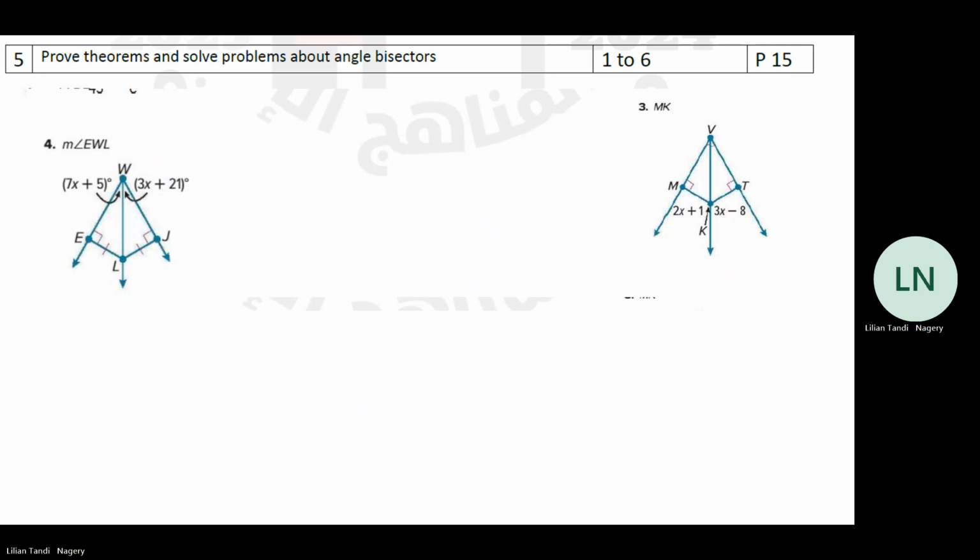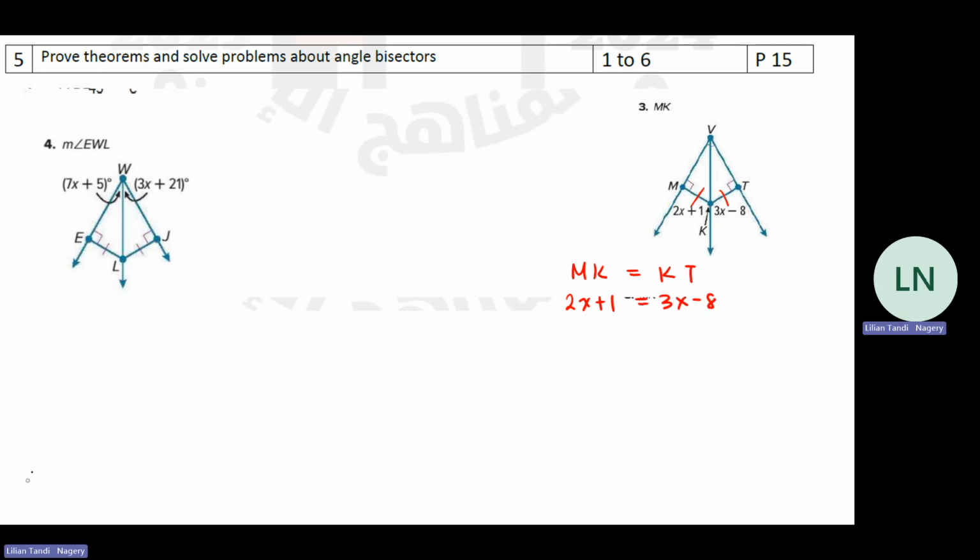All right. So here's question 3. We need to find MK. So we know that this KV is an angle bisector. So that makes this equal to that. Okay. So we're going to write here. Let's find x first. So MK is equal to KT. Which is 2x plus 1, which is equal to 3x minus 8.